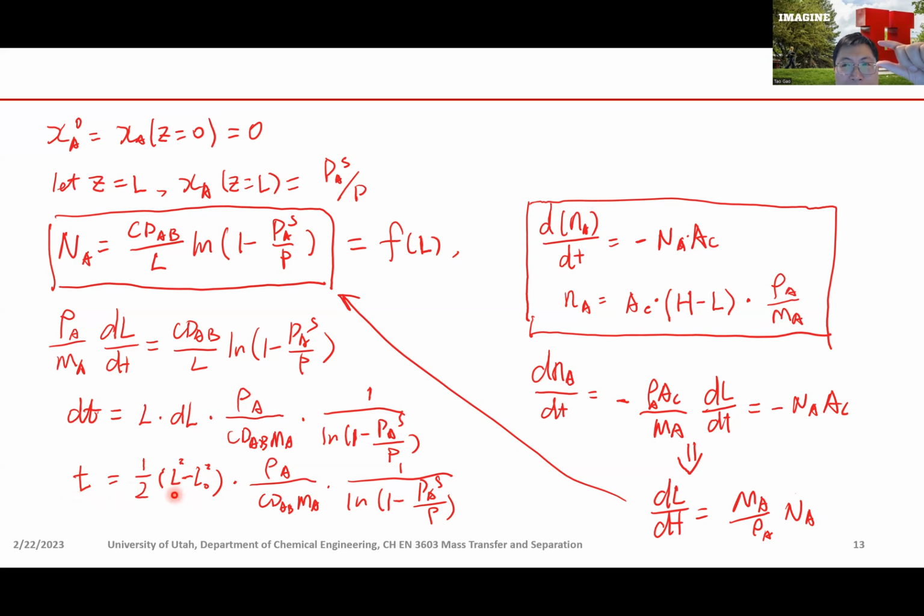Now, if we want to know the time required for all the water to dry out, then we can just let L be H, right? H is the total height of the beaker. So when L equals H, that means the height of the liquid water phase in the beaker is 0, right? That's when all the water dries out. Then you just solve this equation, you can get the time.